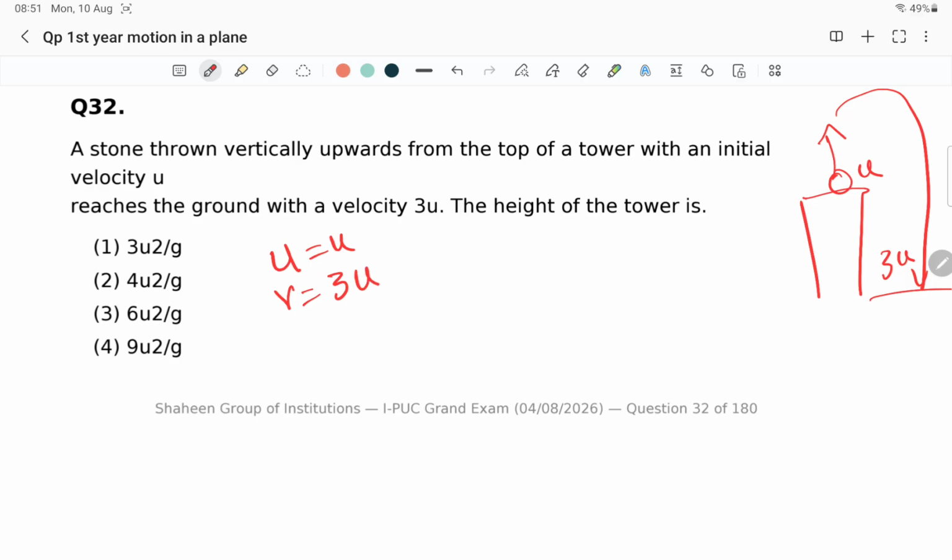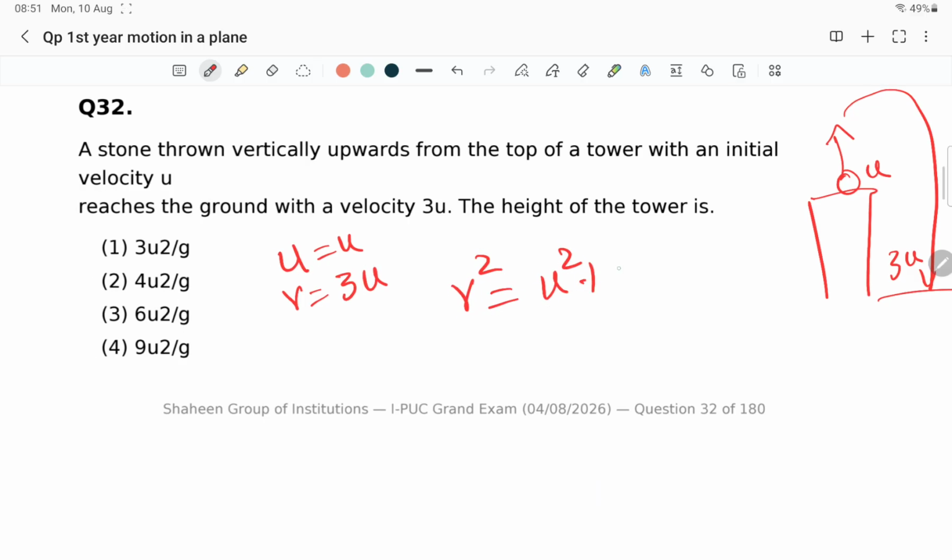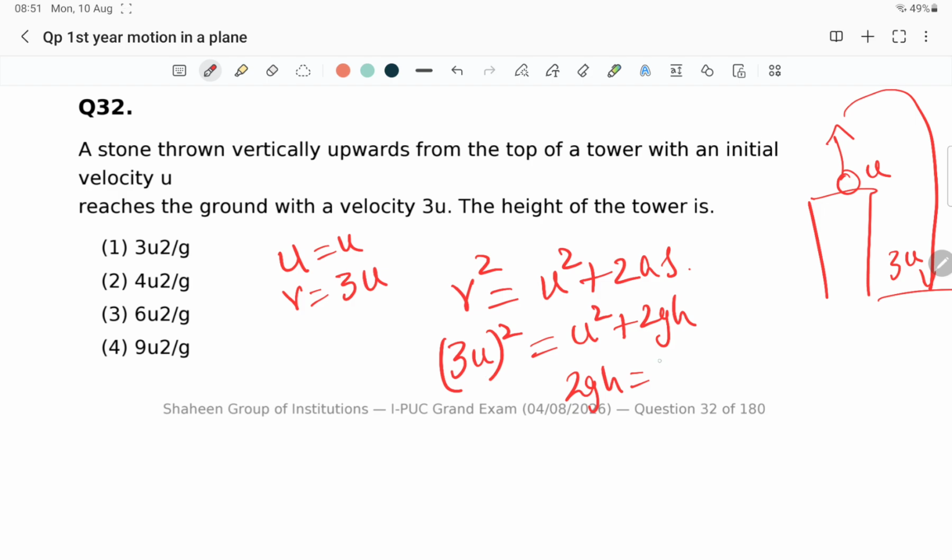Okay, so v square equals u square plus 2as. V square equals u square plus 2as. V is 3u. So 3u whole square equals u square plus 2gh. You need to find h. 2gh is equal to, u square goes to the other side, 3u square becomes 9u square minus u square becomes 8u square. So h is equal to 8u square by 2g, 2 4s are 8, so 4u square by g. So this was simple.